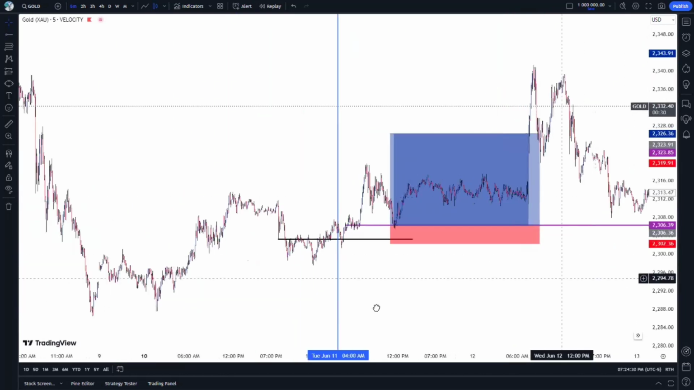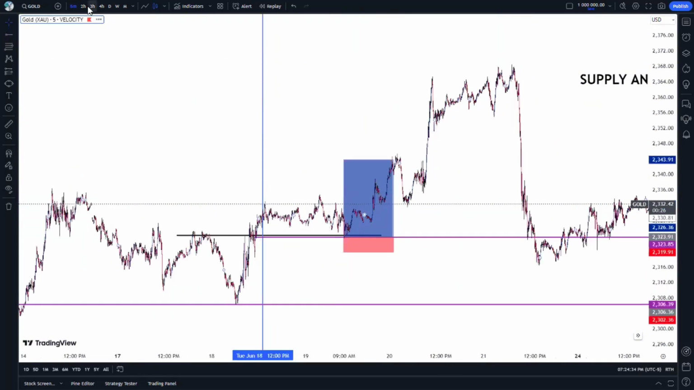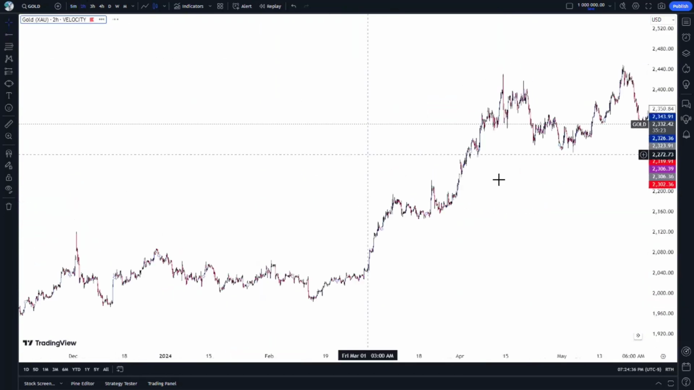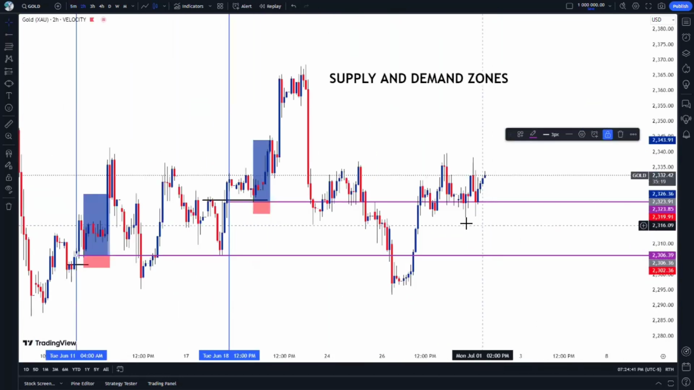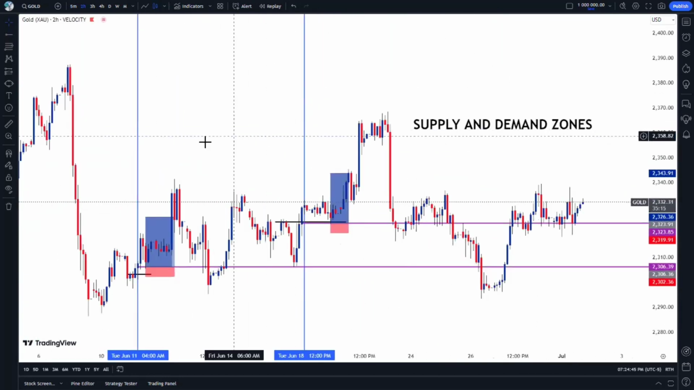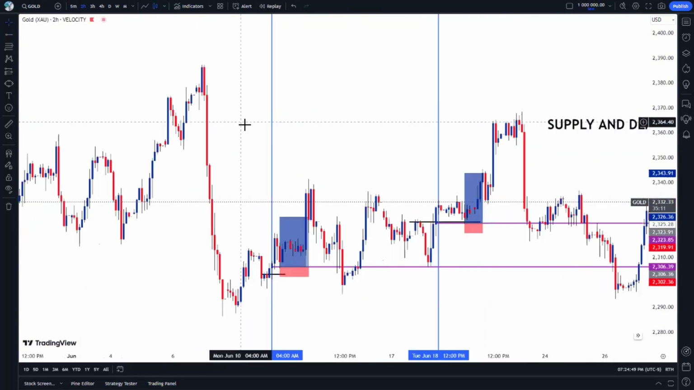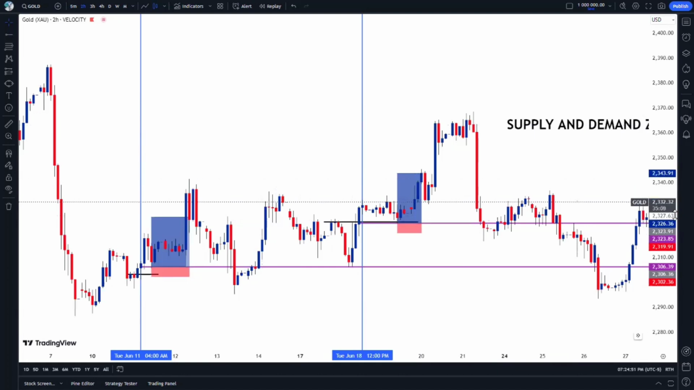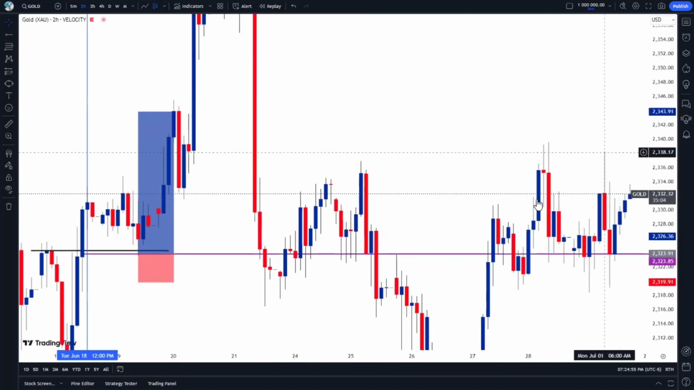So we did that for 2 demand zones. What I'm going to go ahead now and do is search for 2 supply zones. And remember, the demand zone is an area where the big traders entered for buys. And the supply zone now would be an area where the big traders entered for sells. So let me just go to a random place also for a sell and show you guys.